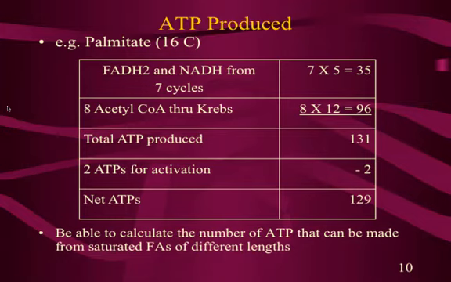If this is a C16, we can get 8 acetyl CoA. And you guys remember this. Every turn of the Krebs cycle gives us 12 ATP. So 8 acetyl CoA going through Krebs, 96 ATP. Add those up. That's 131. 131 gross ATP. If you do net, you got to subtract the 2 that you had to use to activate it. So this step here required 2. So you subtract that, that gives you 129.